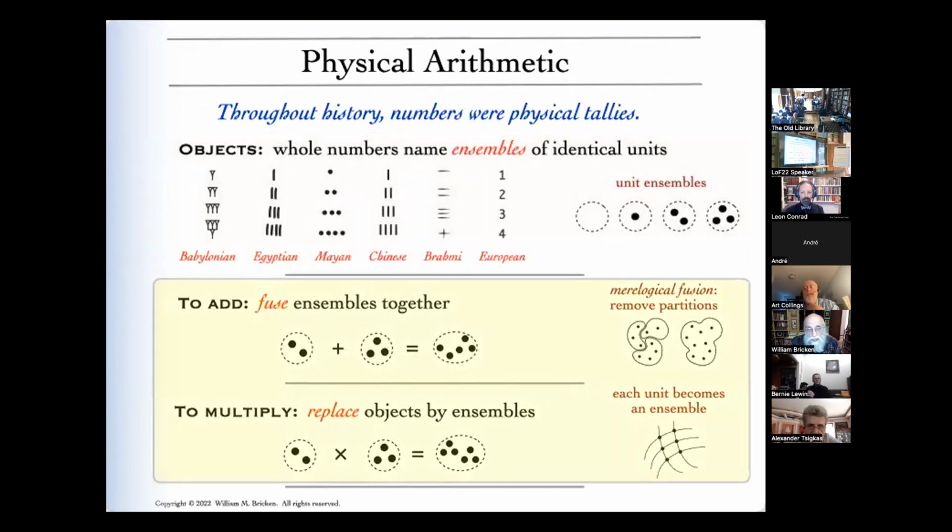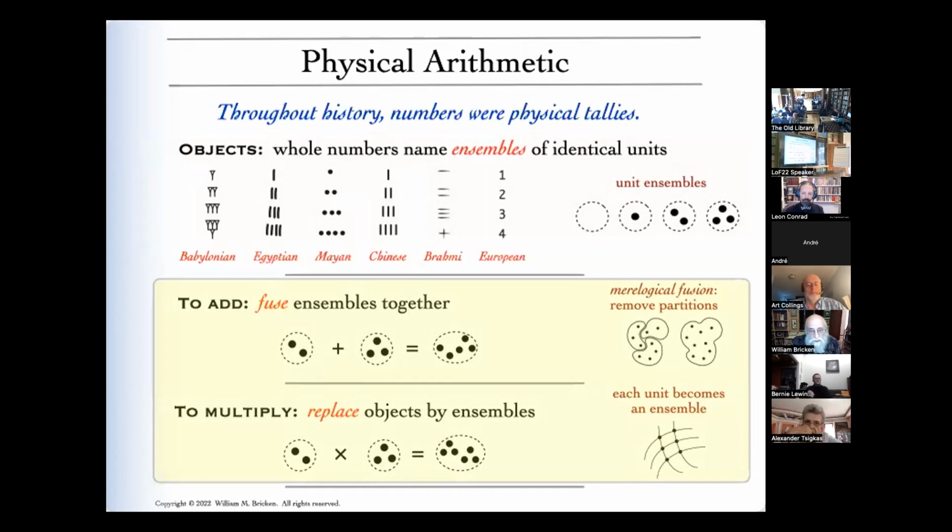Addition is just putting tally groups together. The sum looks like the combined parts. And addition used to be called fusion. Fusion can be achieved just by the cognitive act of ignoring boundaries. It's like changing our focus, involves very little effort.